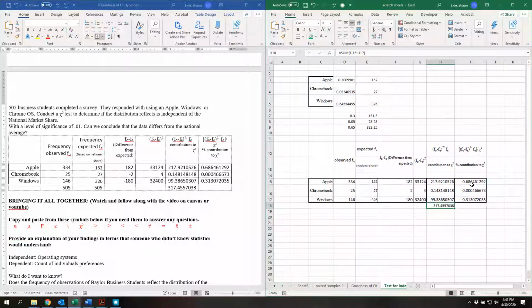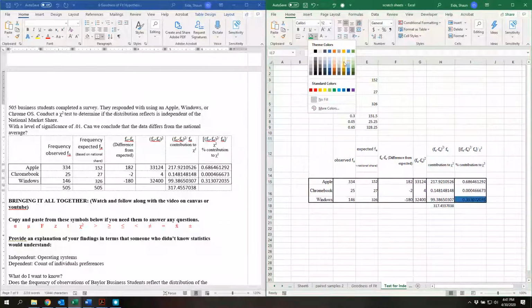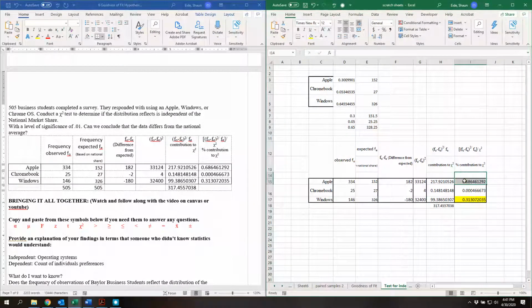Apple is the one that deviates the most from the national average, or the proportion of the national average. Well, Chromebook is actually pretty spot on. It contributes almost nothing, while Windows contributes 31%. So there's two pieces of information that you need to know in here. We're going to highlight this in yellow, and this in yellow as well. These are both highlighted in yellow to indicate these both are different than what's expected. Both of these differ from the known national proportion frequency.